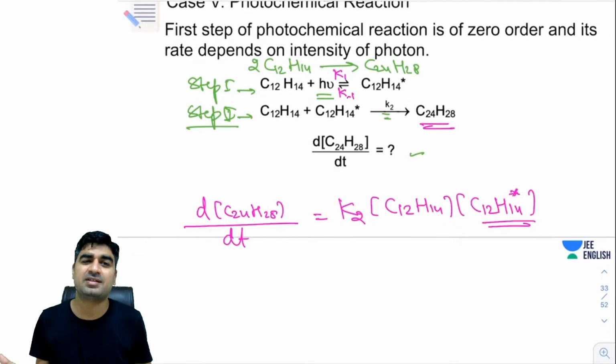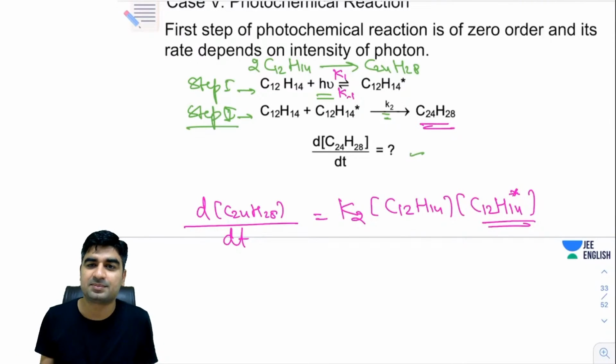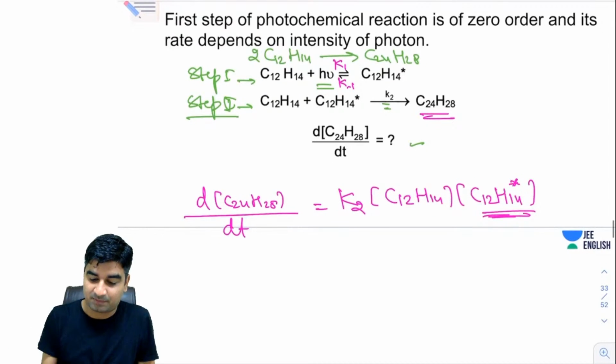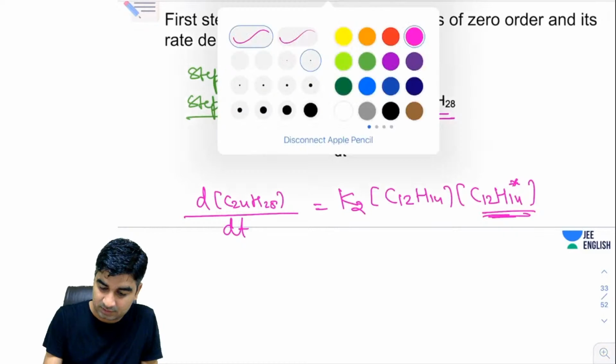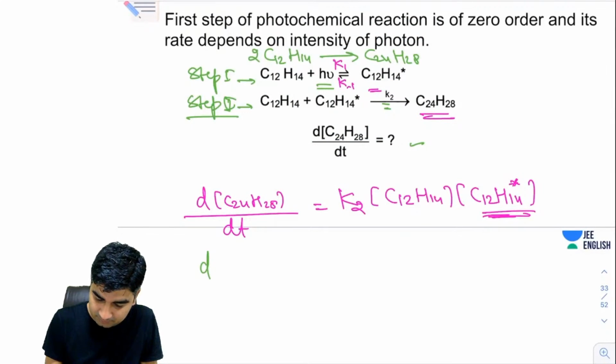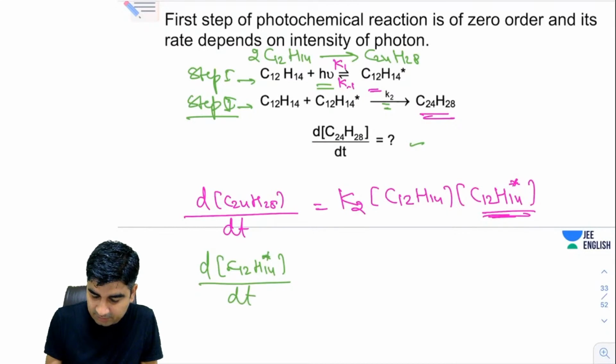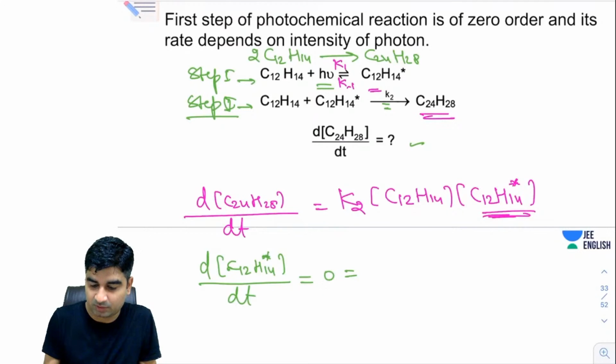Now what will happen? We have to eliminate it. Now how will I eliminate it? From the above, by applying steady state on it. So I will write d over dt is equal to 0.